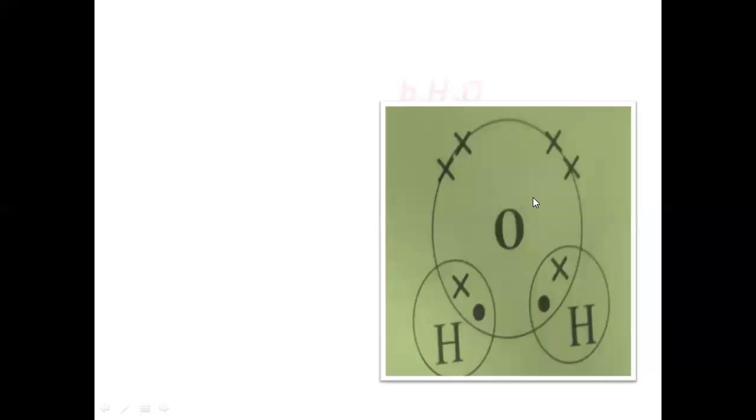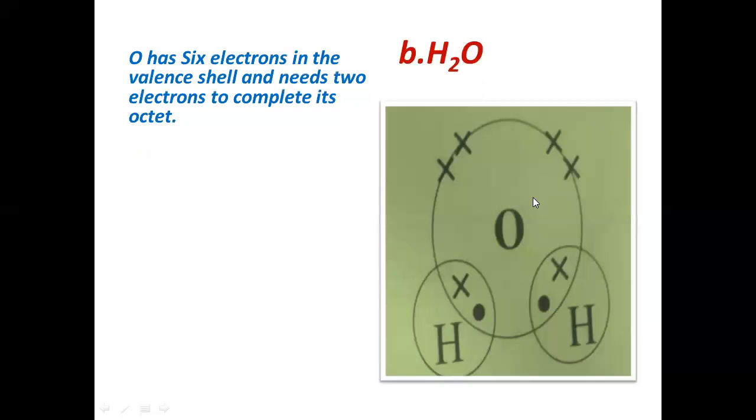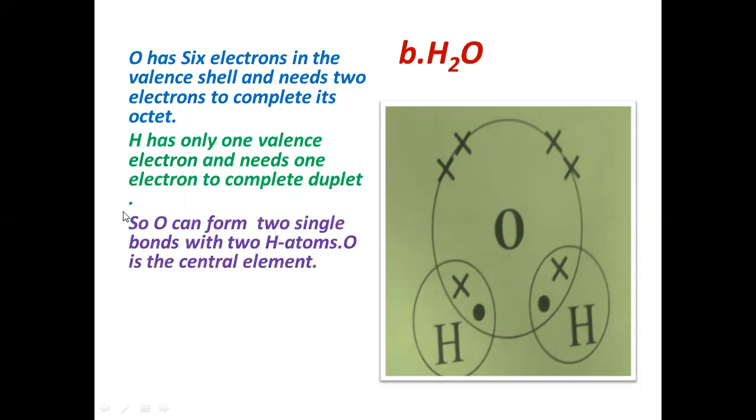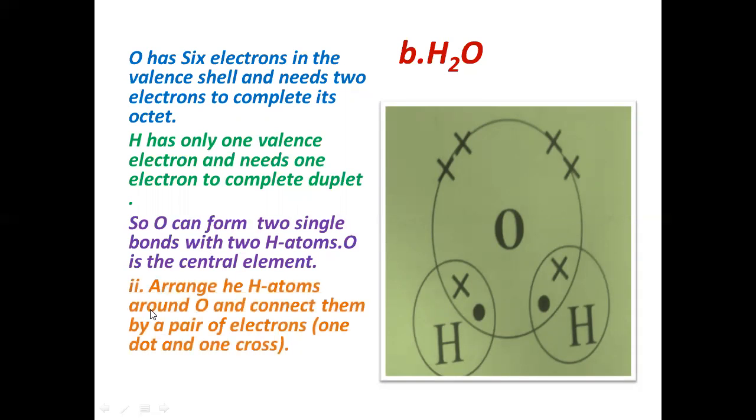Second example is of water. We have to draw Lewis structure or electron dot and cross structure for water molecule. So you know that oxygen is the central atom. Oxygen has 6 electrons in the valence shell and it needs 2 electrons to complete its octet. While hydrogen has only one valence electron and it needs only one more electron to complete its duplet. So oxygen can form two single bonds with two hydrogen atoms. Oxygen is the central atom, and arrange the hydrogen atoms around oxygen and connect them by a pair of electrons, one dot and one cross.